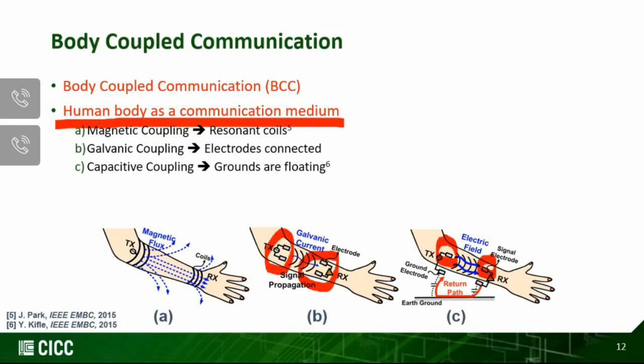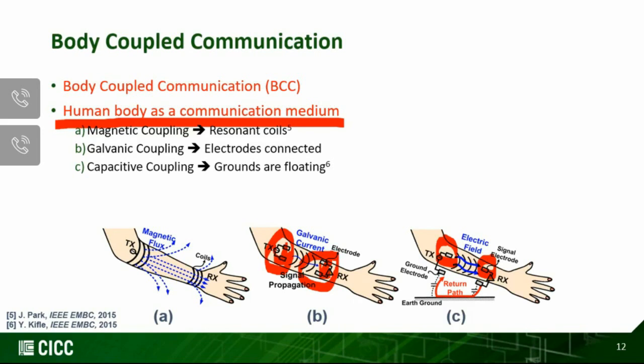Galvanic coupling also is relatively stable compared with the capacitive coupling. However, the existence of the TX and RX with both ground electrode and the signal electrode means there will be significant leakage from the signal electrode towards the ground electrode for both TX and RX. So the communication distance typically is very short. So if your communication distance is within, let's say, several tens of centimeters, perhaps this is a good choice.